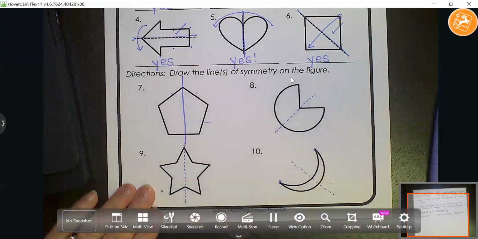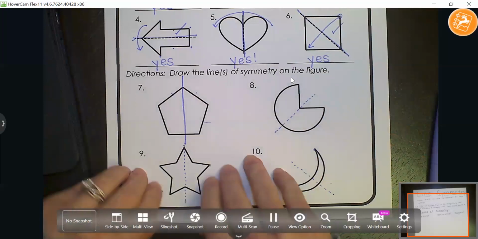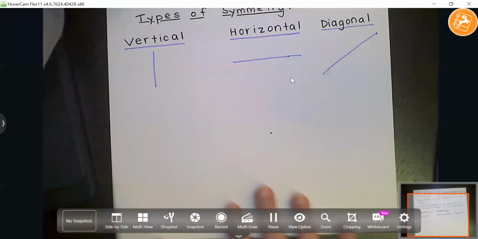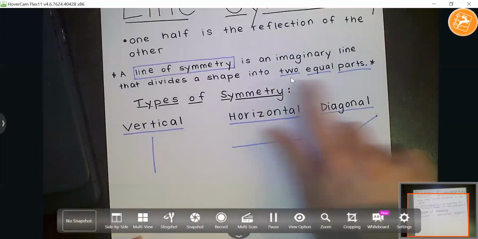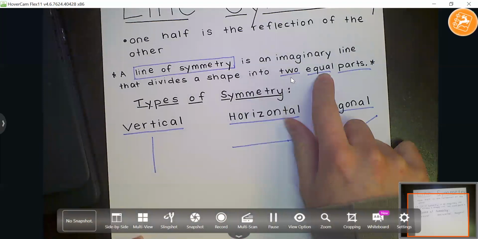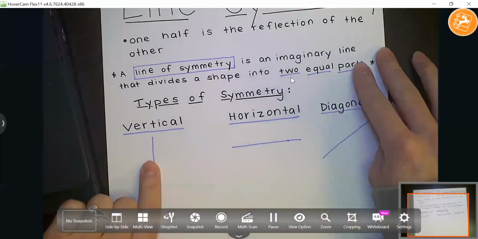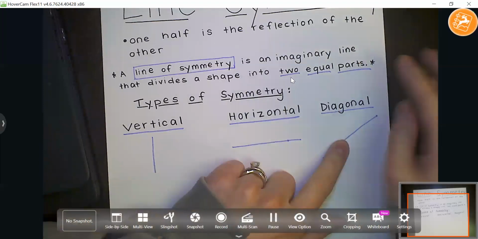So remember that a line of symmetry is just an imaginary line that divides a shape into two equal parts. They must be equal, they must match, and you can cut it vertically, horizontally, or diagonally.